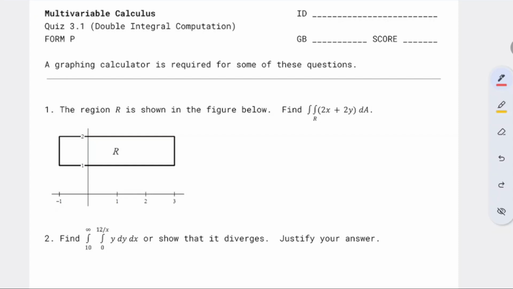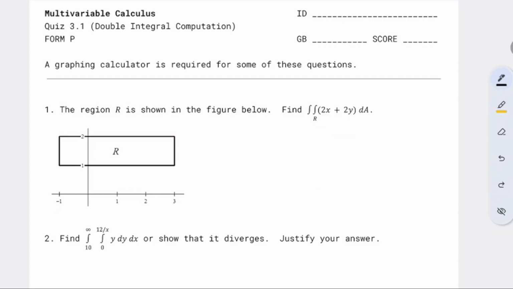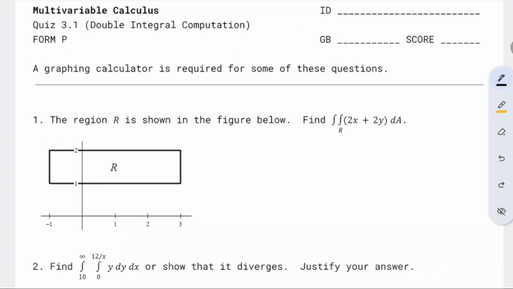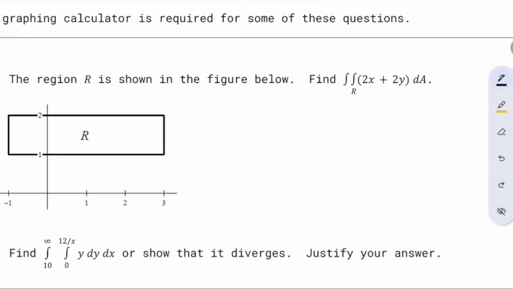Alright, in this video I'm going to be working the Form P's of the Unit 3 quizzes for multivariable calculus. So, let's start off. This is 3-1, just double integral computation, very straightforward double integration. Here's region R, find the double integral of 2x plus 2y dA.